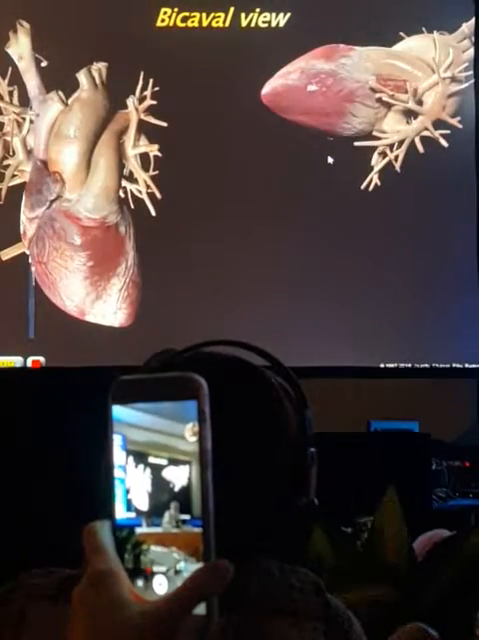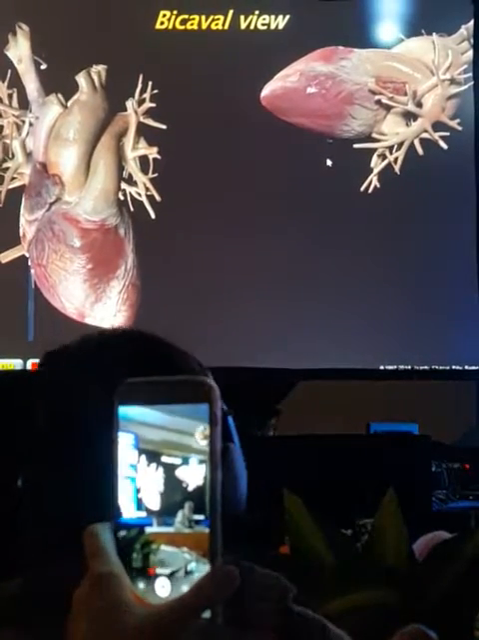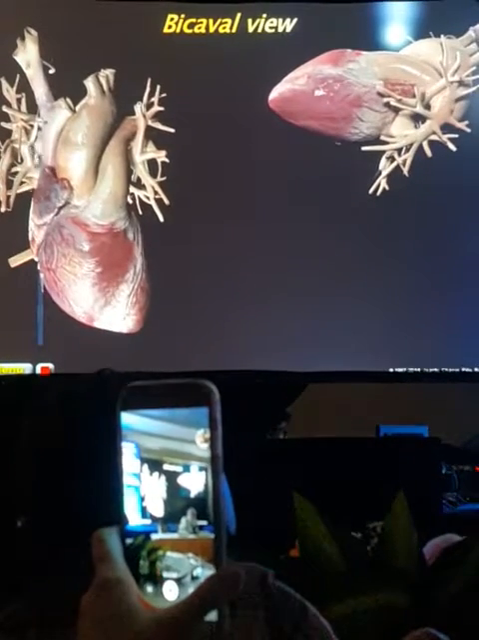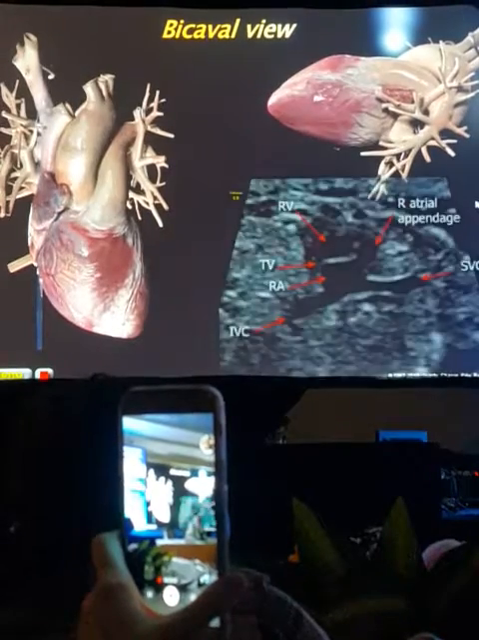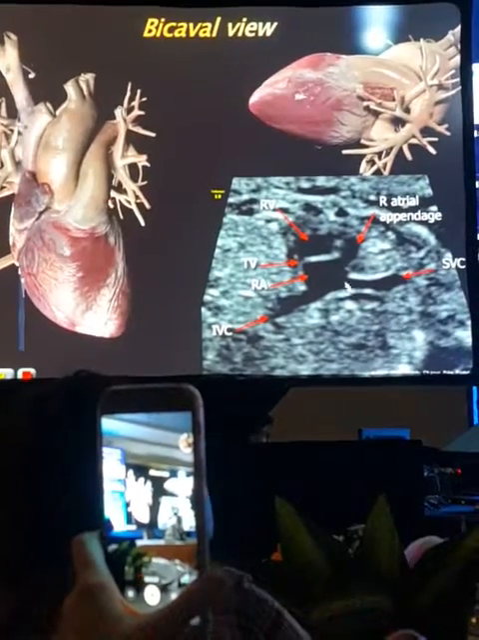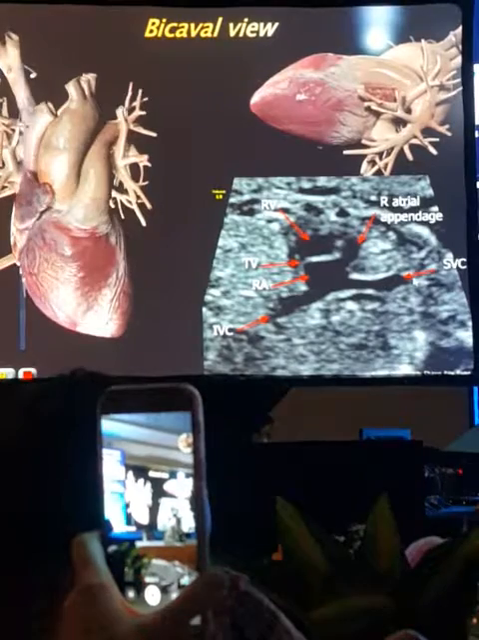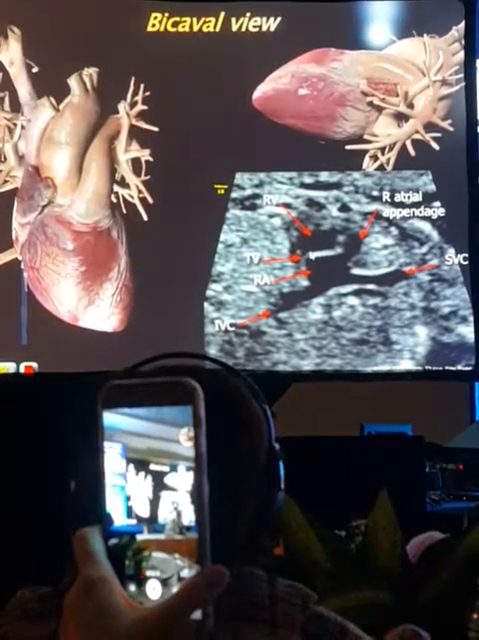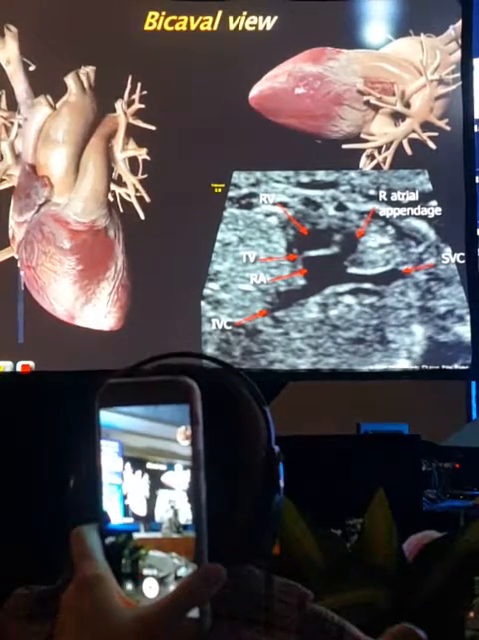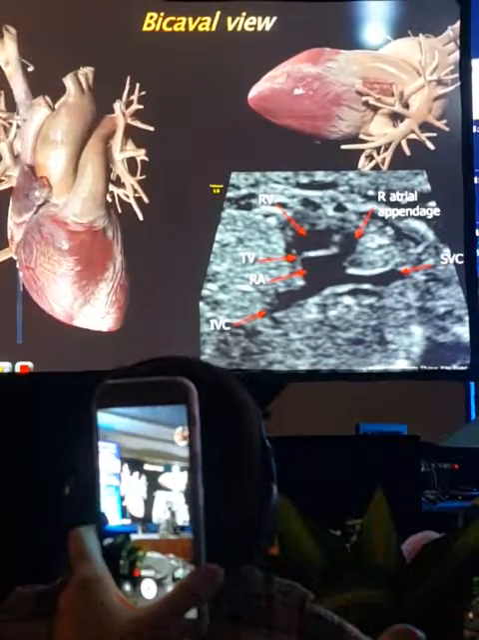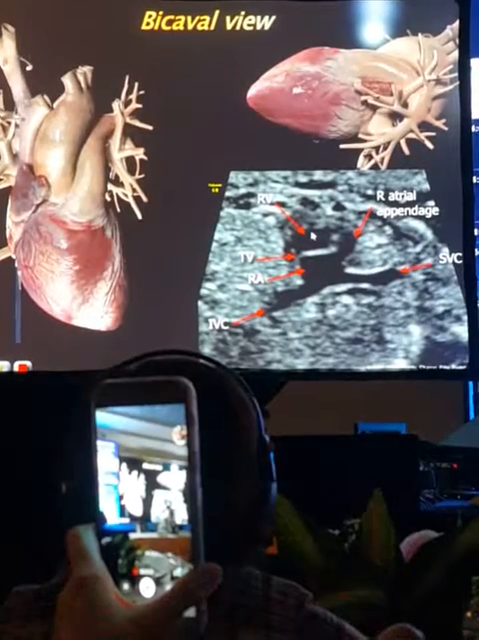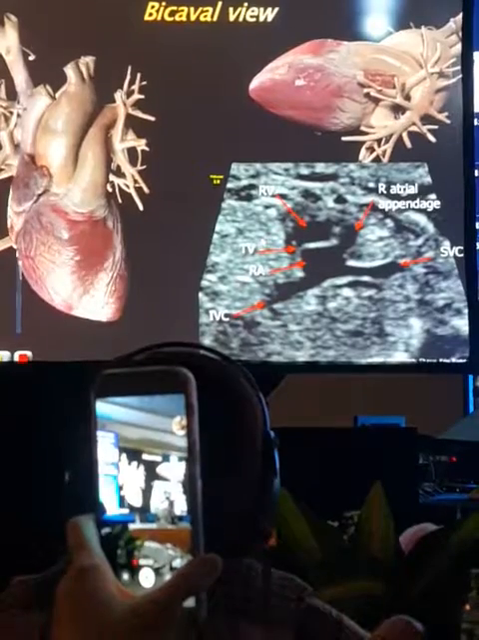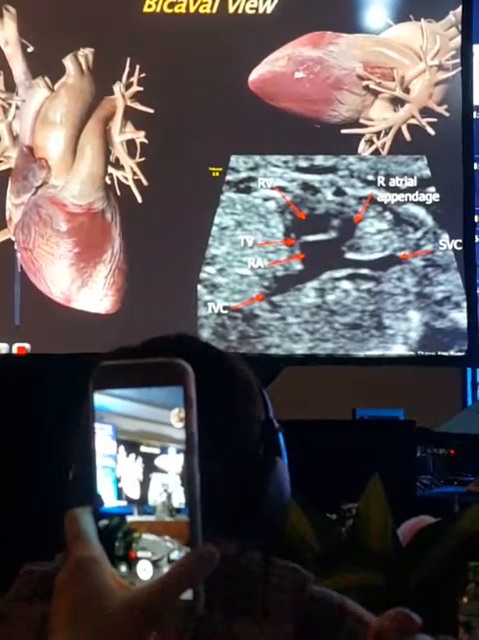And then finally, the last view that I wanted to show you is the bicaval view. So in the bicaval view, we take a section here that goes through the superior cava and inferior cava, and you get an image like this one. This is the right atrium, this is the superior cava, this is the inferior cava. Here we have the tricuspid valve, and above the tricuspid valve here, you see the right atrial appendage. You see this here over here, and then you have the right ventricle. Of course, that implies that the baby is in the right position. If the baby is in a transverse position, you can't get the bicaval view.